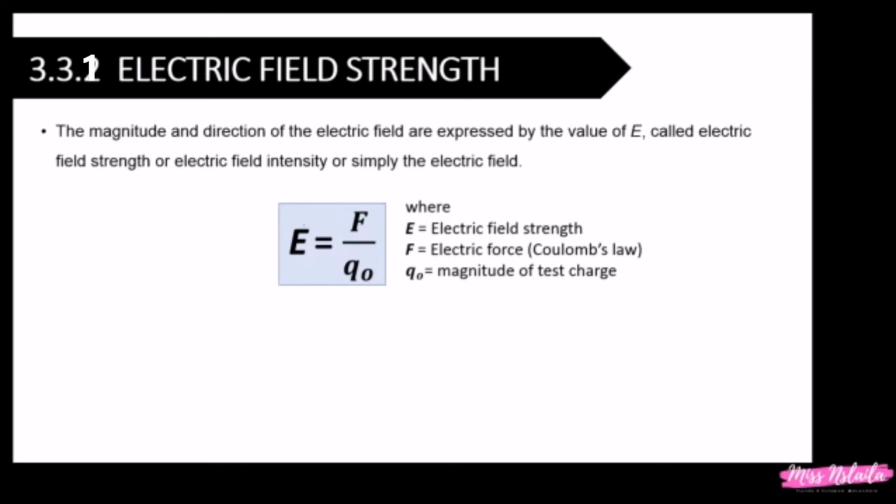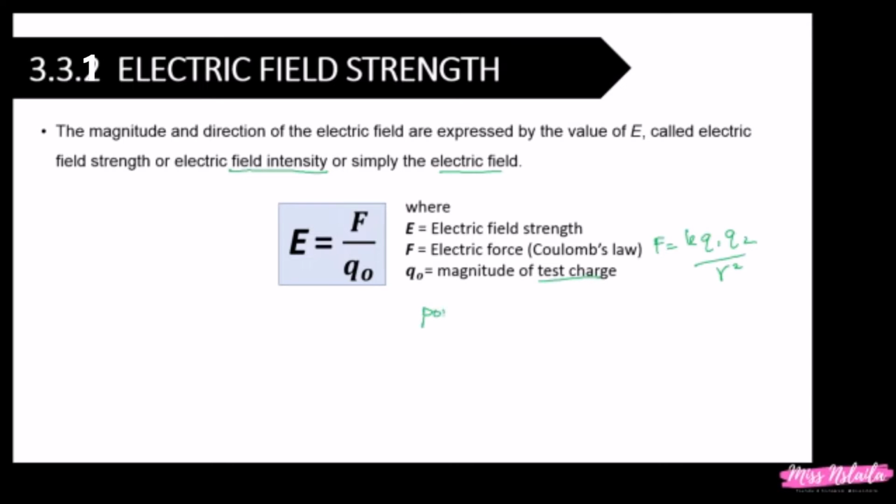E is the electric field strength. Sometimes we call it electric field intensity or just electric field. F is the electric force. We use Coulomb's law, F equal to KQ1Q2 over R square. Q naught is the magnitude of the test charge. What is a test charge?